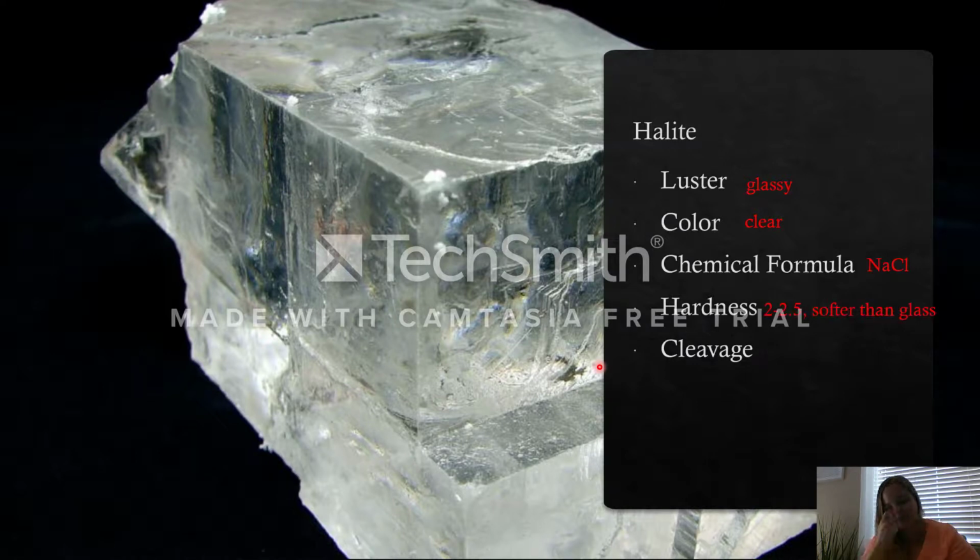And the hardness is similar as well. It's a 2 to 2.5, so it is softer than glass. But its cleavage is particularly different. It has 3 planes, just like calcite, but they're at 90 degrees. So here's one plane, here's another, and here's another. And if you look at the interaction between those planes, it's approximately 90 degrees. So that makes it significantly different from calcite.